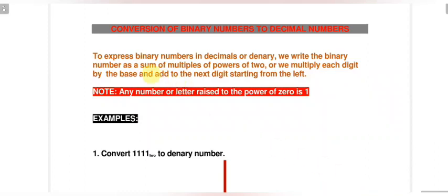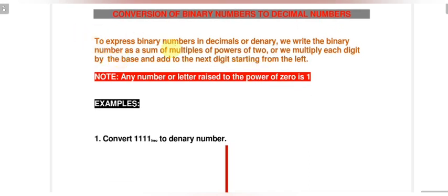Okay, in this video, we're going to be looking at binary operations. We're going to start with conversion of binary numbers to decimal numbers. Let's express binary numbers in decimals. Decimals means base 10, while binary means base 2.